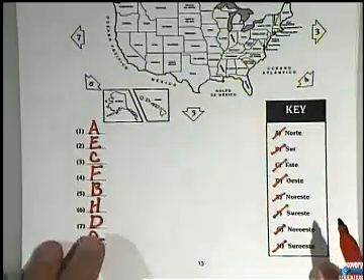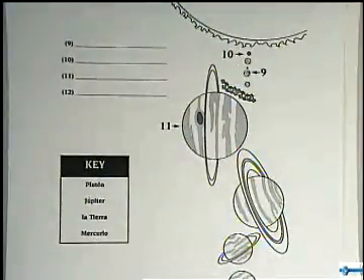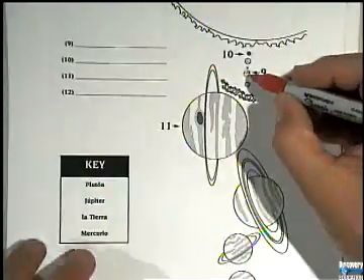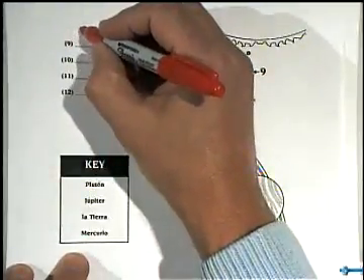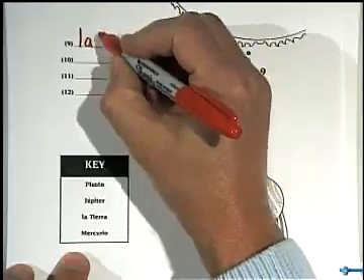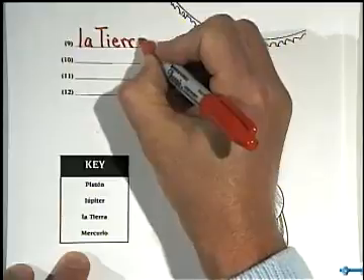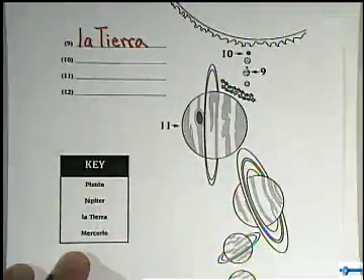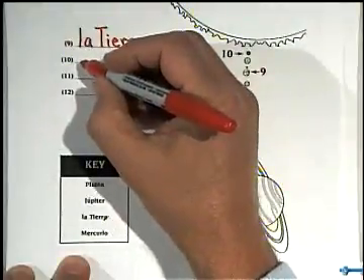Let's go ahead and look at the second page now. Okay. Now, the order was kind of strange, so this was tough. This first one is our planet where we live. It's called La Tierra. So number 9 is La Tierra. Okay. Number 10 is this first planet here, right? It is Mercurio.